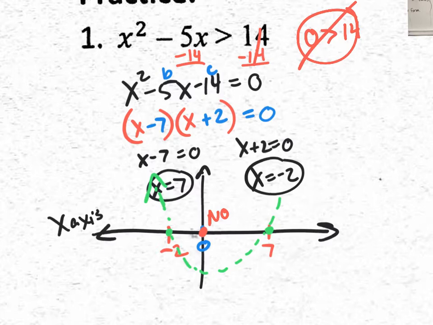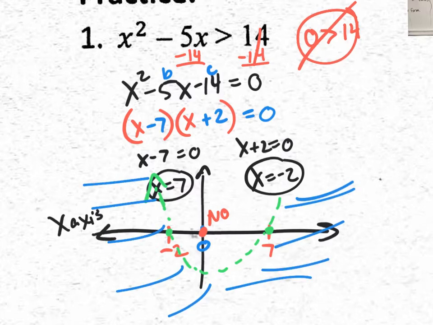Outside. So you could go ahead and get crazy and shade everything on the outside. But then again, this is not an equation that actually has y values. It's not an xy inequality. It's just an x inequality. So all we're looking at is the x number line. So are there answers in between the negative 2 and the 7? Where are they at? They're on the outside.